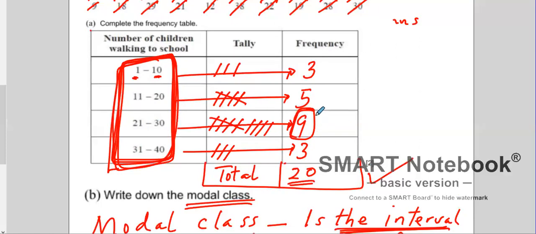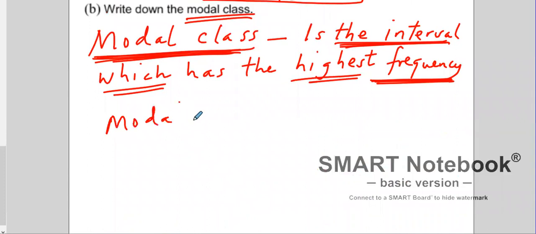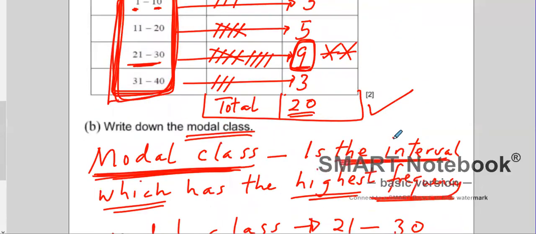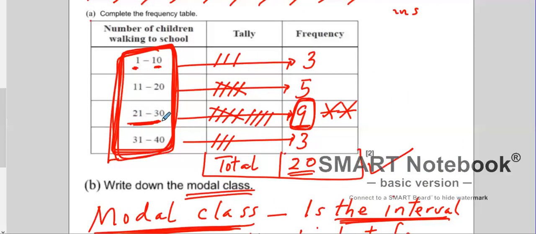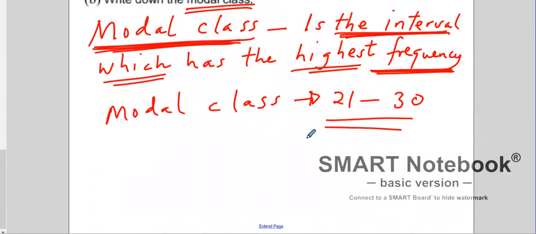Now, don't say model class is 9. No, don't say 9. Mention the interval which has the highest frequency. That will be your model class. So in this case, model class is the interval 21 to 30. Let me check it properly. Yes, 21 to 30 is the model class. How did I know? Because it has the highest frequency. I hope that is clear. So here, you write model class is 21 to 30.